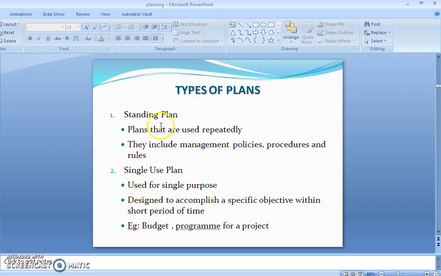Now what are the different types of plan? First one is the standing plan. A standing plan is a plan that is used repeatedly, and it includes management policies, procedures and rules. And now what is a single use plan? A single use plan is for a particular project, used for a single purpose, and it is designed to accomplish a specific objective within a short period of time. For example, the budget and the program for a project are examples of single use plans.